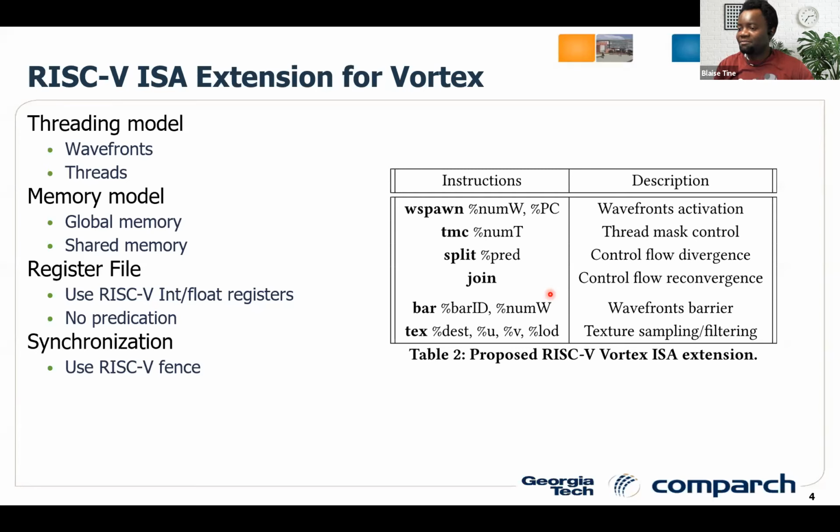The register file has been extended so that we can add support for the number of threads and wavefronts. We have synchronization instructions added as well, and that all falls into 6 new instructions: WSPAWN, TMC for thread control, a split/join for control flow divergence, the barriers, and the TEX for the texture sampling unit.